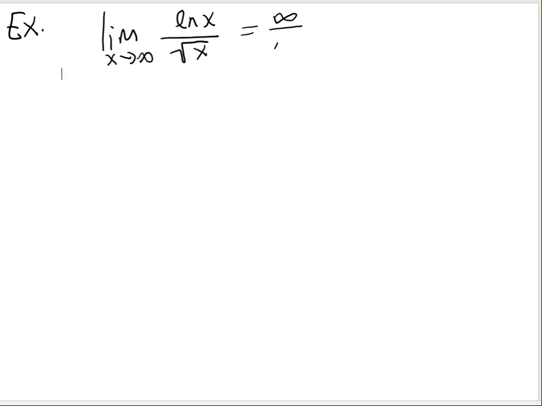Okay, another example is going to be, well, let's take a limit as x goes to infinity of natural log of x over square root of x. We're going to use L'Hopital's rule here. There's not really algebra I can do. This indeterminate form, well, natural log of x goes to infinity, and square root of x goes to infinity. We have the right indeterminate form.